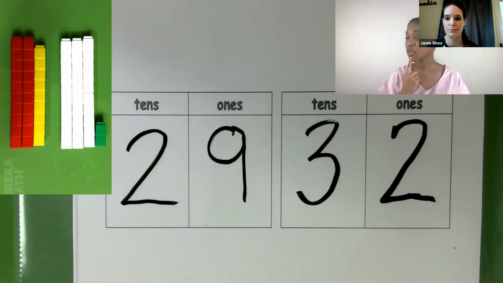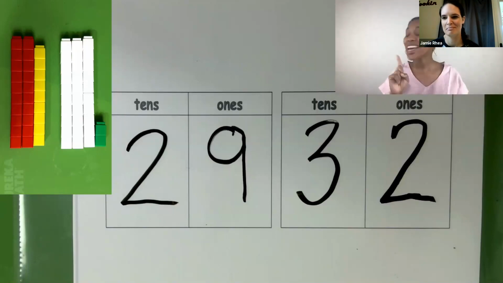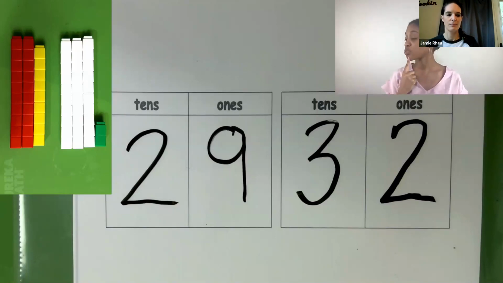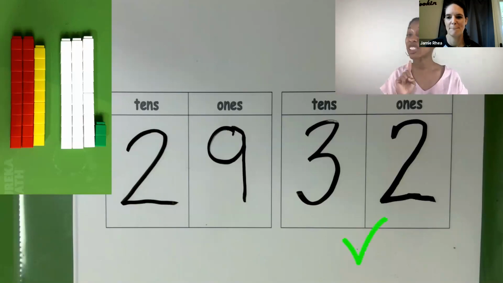So what should I do to figure out which number is greater? We have to look in the tens place. Bada boom, bada bang, you got it. Yes, I should look at the tens place. I can't get tricked. Okay. When I look at the tens place, I see a 2 for the number 29, and I see a 3 for the number 32. Which one is greater, mathematicians? Is 2 bigger or is 3 bigger? 3 is greater. Yes, 32 is greater than 29.